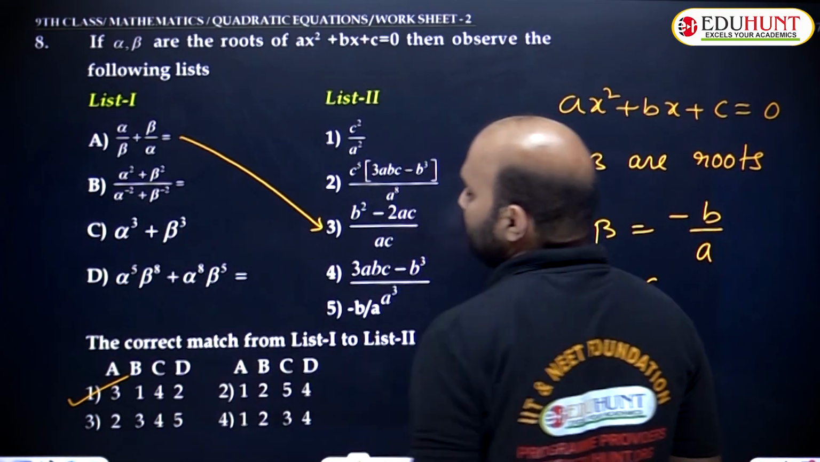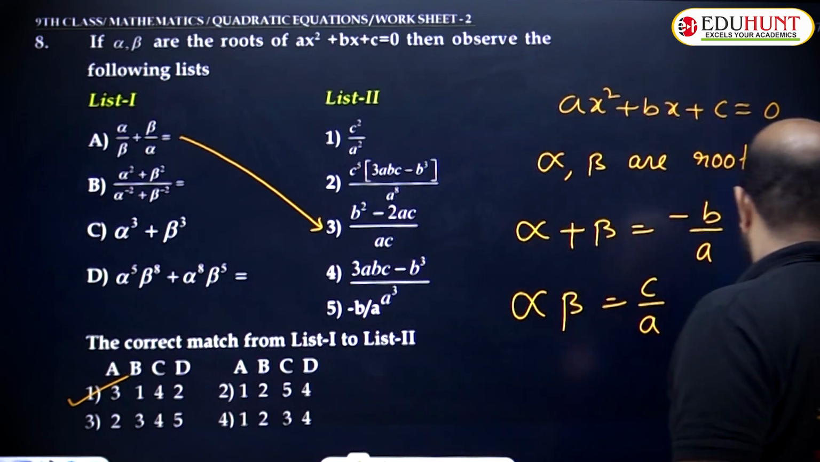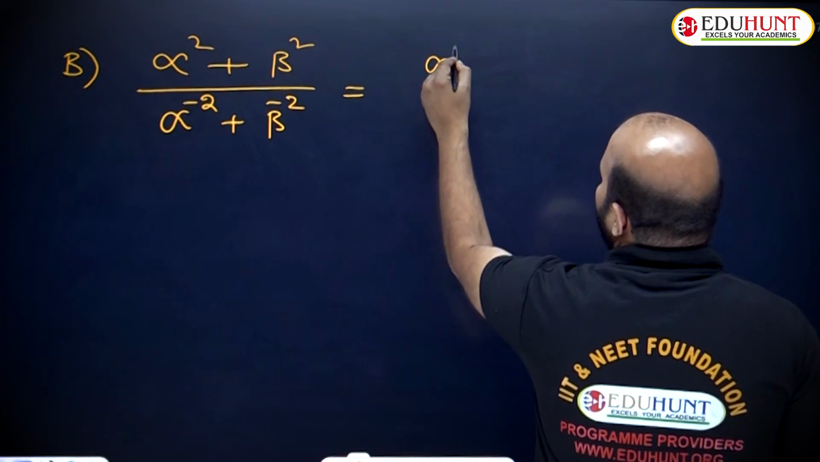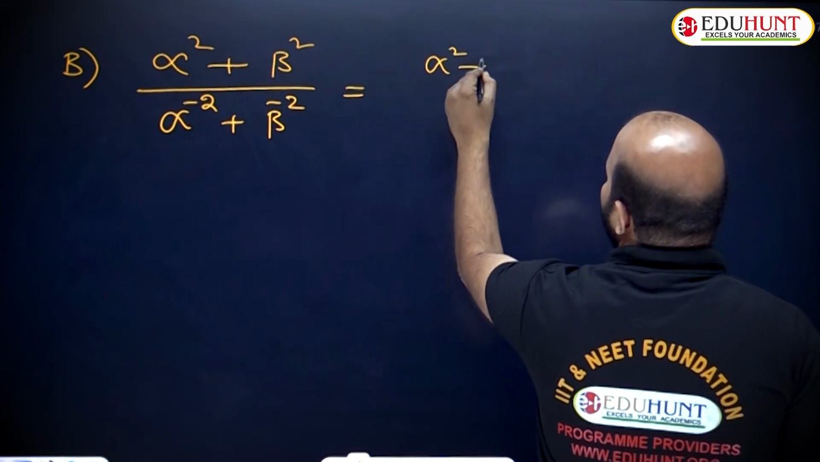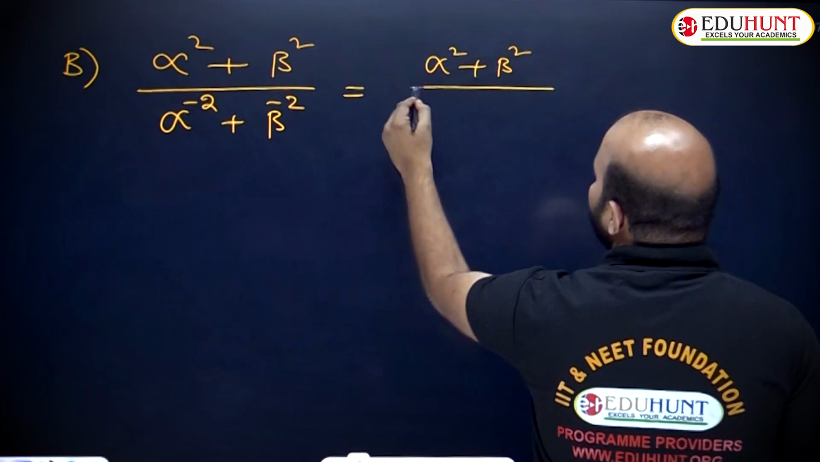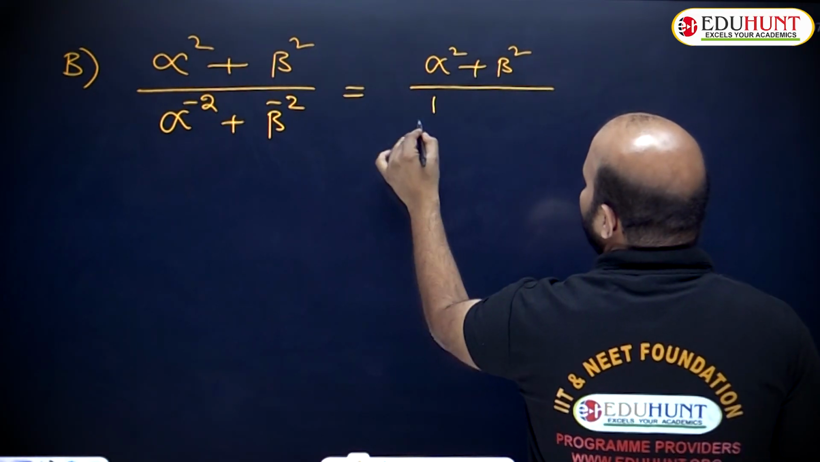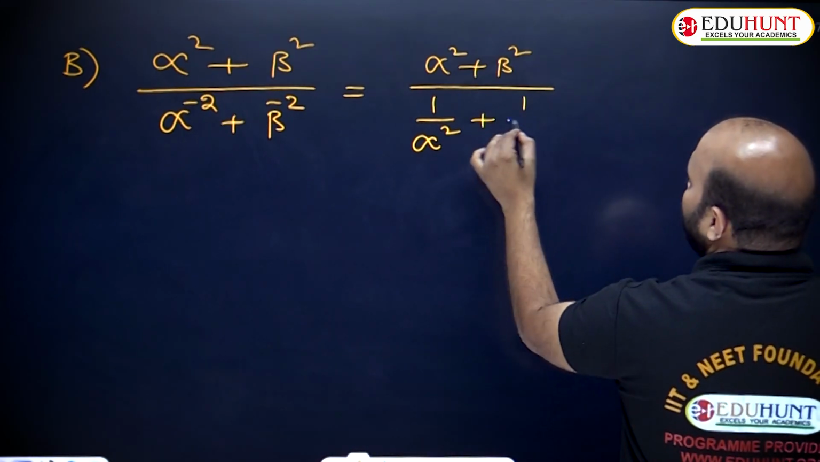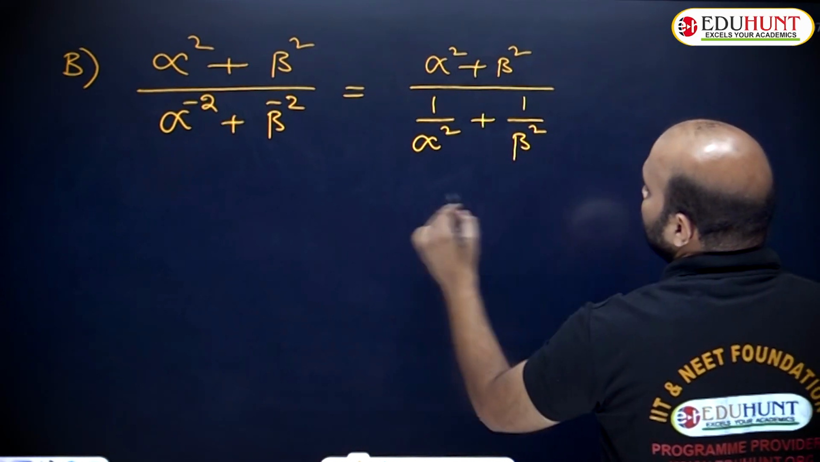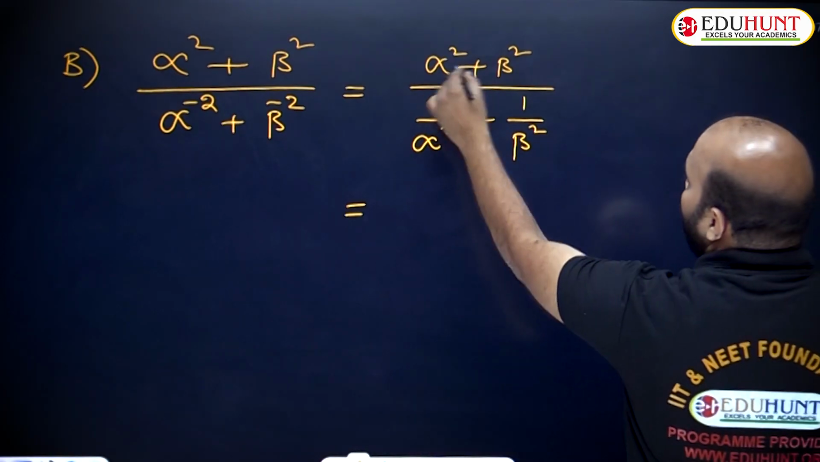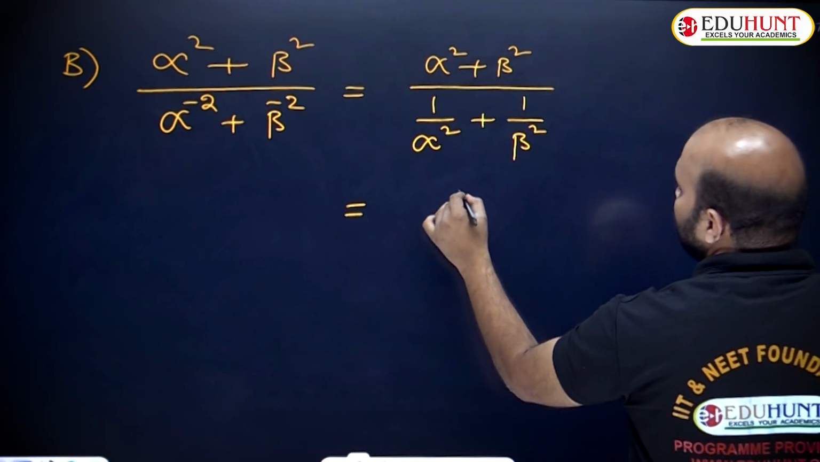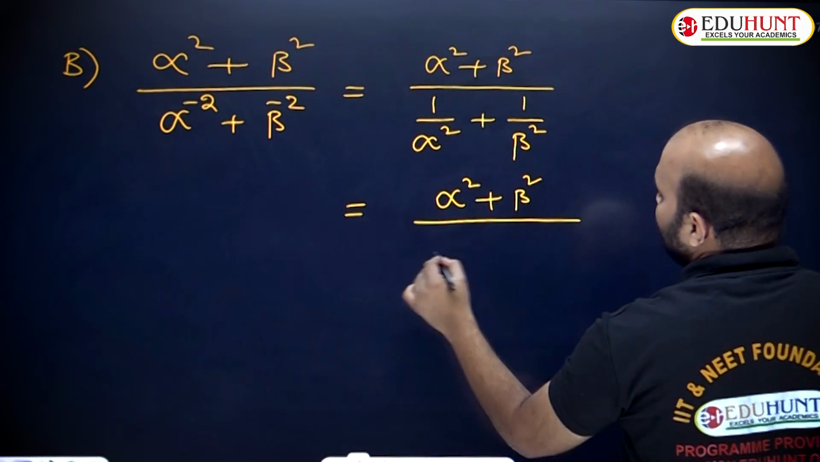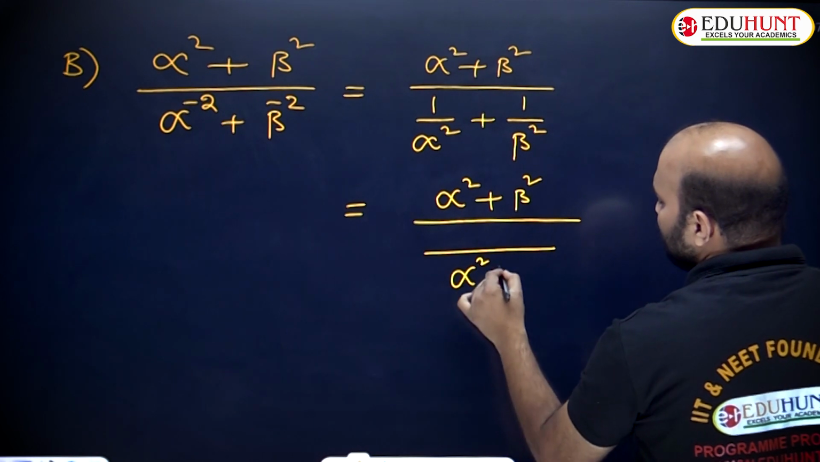Alpha square plus beta square whole by alpha power minus 2 plus beta power minus 2. So, it can be written alpha square plus beta square whole by, so alpha power minus 2 can be written 1 by alpha square plus beta power minus 2 can be written 1 by beta square. So, what is the LCM? Alpha square beta square is the LCM.